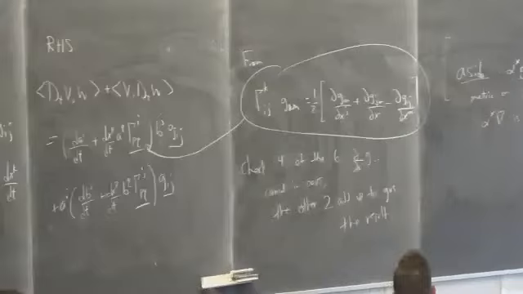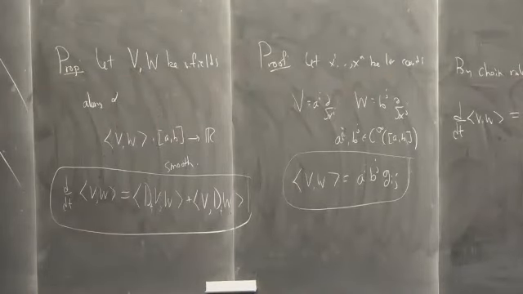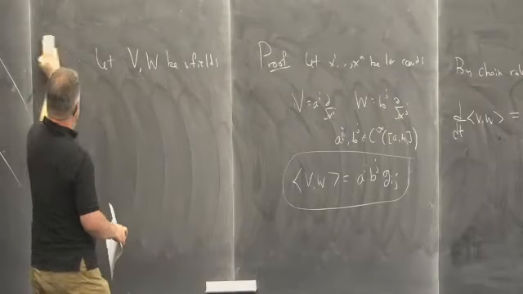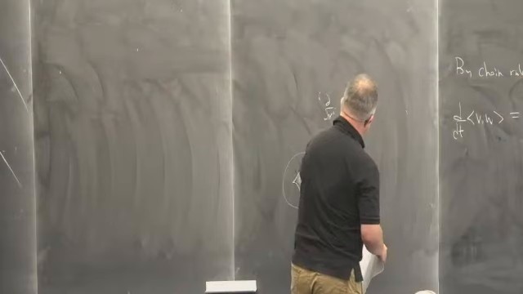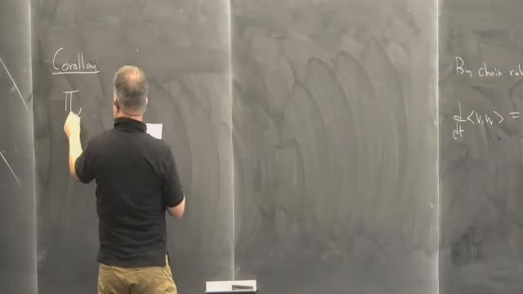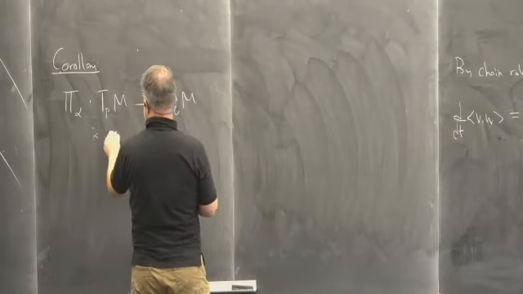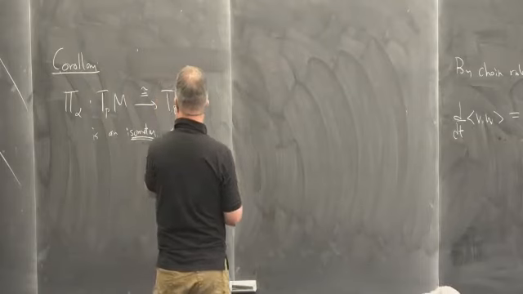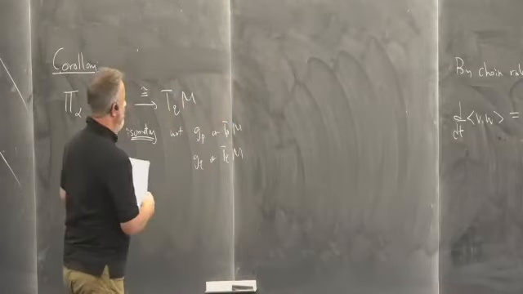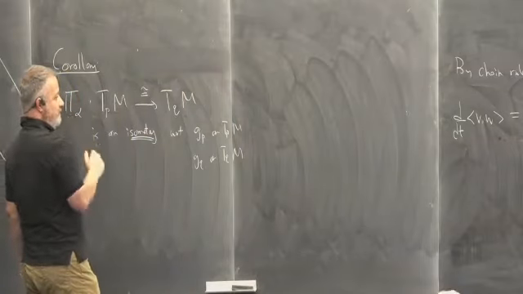All right, so now we're able to prove, this basically says that parallel transport is an isometry. So let's just make that precise. Corollary: pi alpha, which we just showed earlier is a linear isomorphism from T_pM to T_qM, is an isometry with respect to g_p on T_pM and g_q on T_qM. So I have a linear map between two inner product spaces. And what I'm saying is that the pullback of this inner product by this linear map is this inner product.